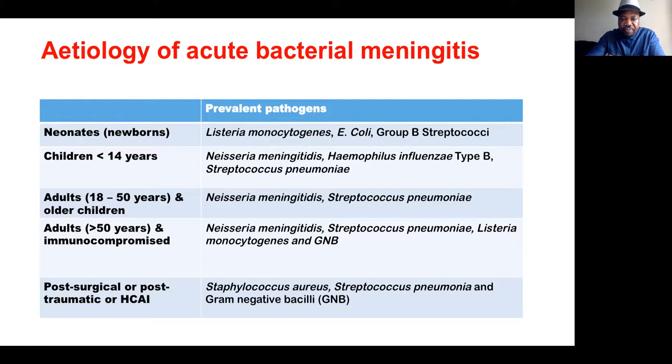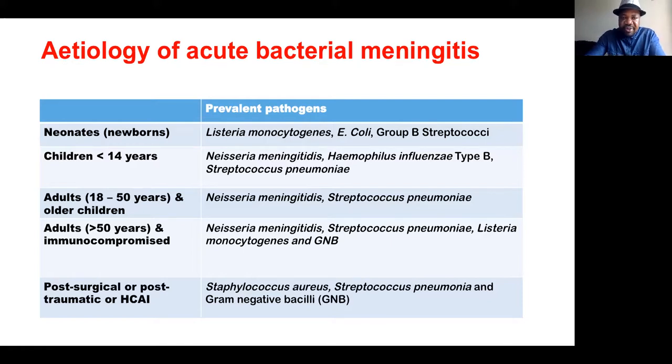Now, if you are dealing with older children and adults between 18 to 50 years, mainly Neisseria meningitidis and Streptococcus pneumoniae will be the commonest pathogens. Now, in adults above 50 years and all other immunocompromised patients, you can suspect Neisseria meningitidis, Streptococcus pneumoniae, Listeria monocytogenes, and any gram-negative bacilli. Gram-negative bacilli can cause meningitis, especially in immunocompromised patients.